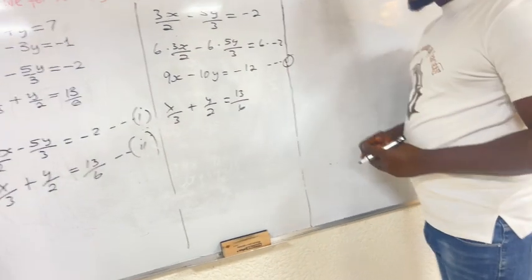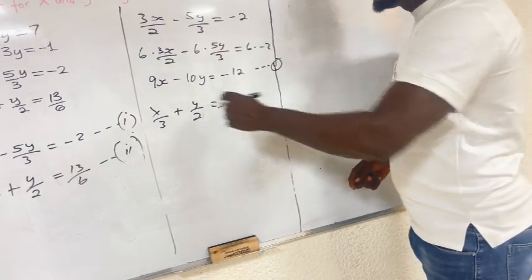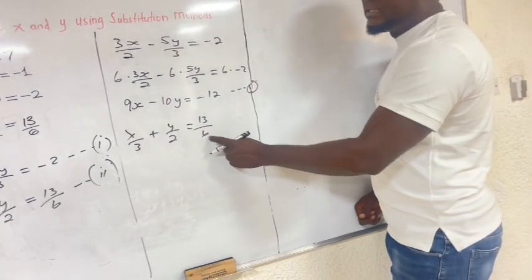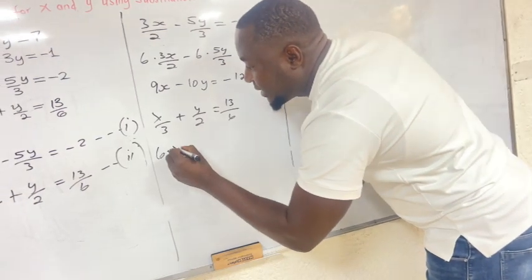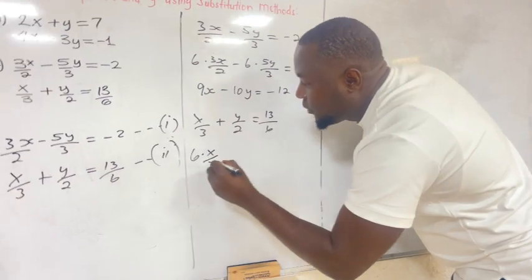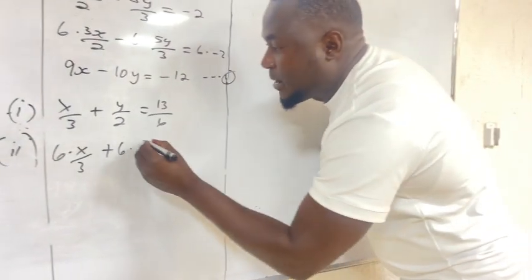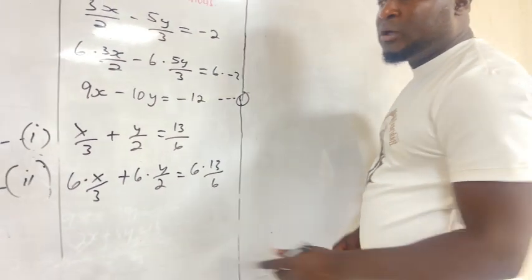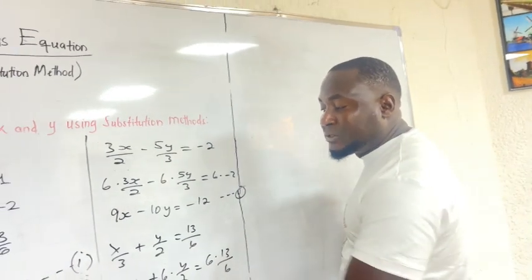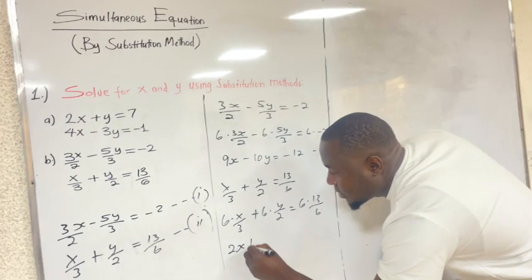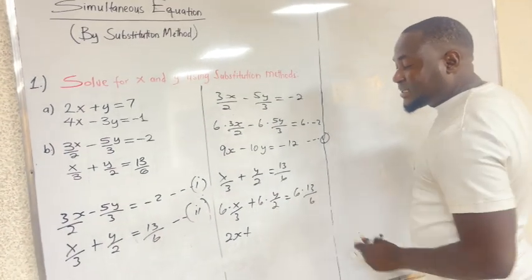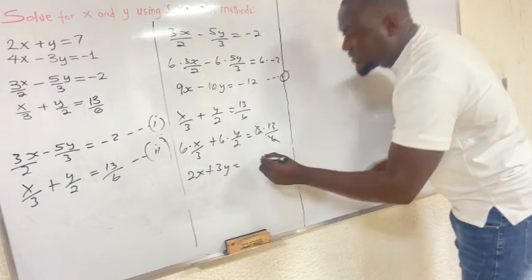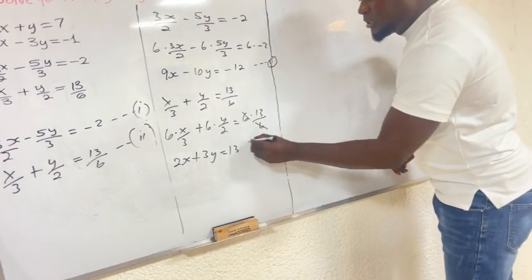So we apply the same method here. That is, we multiply each of the terms in this equation by the least common denominator, and the least common denominator is 6. So 6 multiplied by x over 3 plus 6 multiplied by y over 2 is equal to 6 multiplied by 13 over 6. So 3 into 6 is 2 times. 2 times x is 2x plus 2 into 6 is 3 times. 3 times y is 3y. So what is going to happen? The 6 is going to cancel this 6 and remain with 13, which is equation 2.